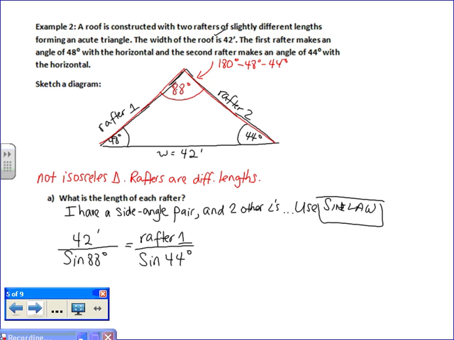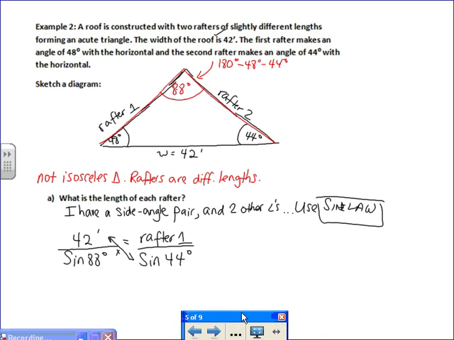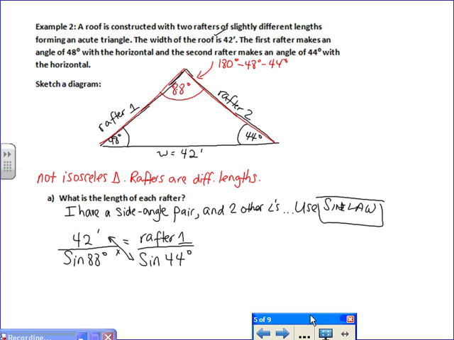I can cross multiply here. I cross multiply the sine of 44 by 42 feet so that I get rid of the sine of 44 on the bottom. And we get this: 42 feet times the sine of 44 degrees divided by the sine of 88 degrees is going to be equal to rafter 1.